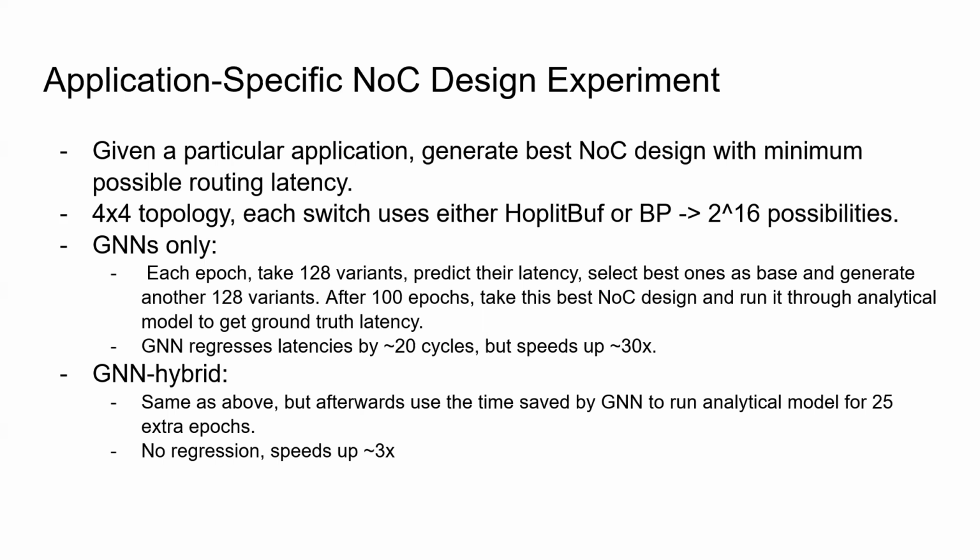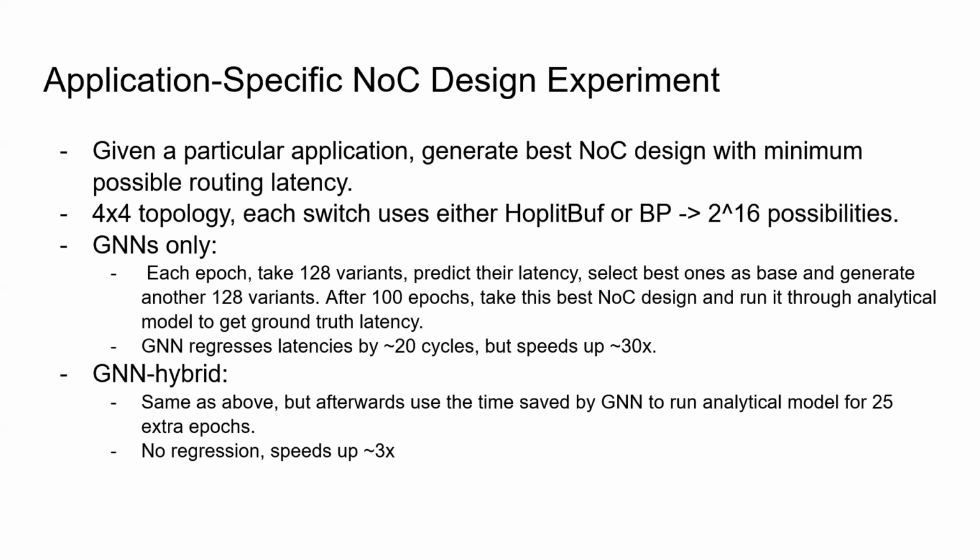They start by using just the GNN. Each epoch, you take 128 variants. By variants, I mean a pattern of buff and BP setup, so maybe full buffs, 4x4 only BPs, or a mix of the two. You predict their latency, then using the GNN model you select the best one as a base, and generate another 128 variants off of that. Then you repeat this for 100 epochs.